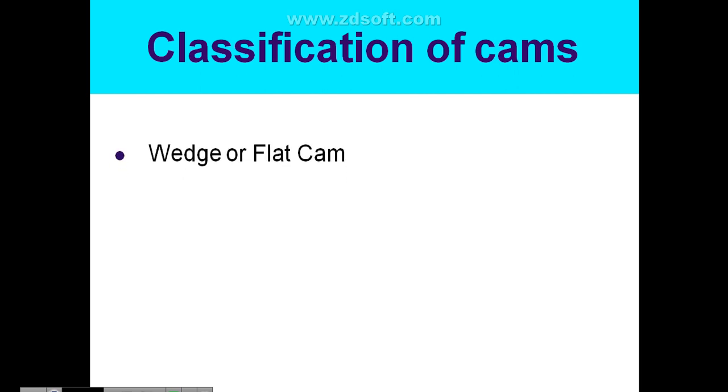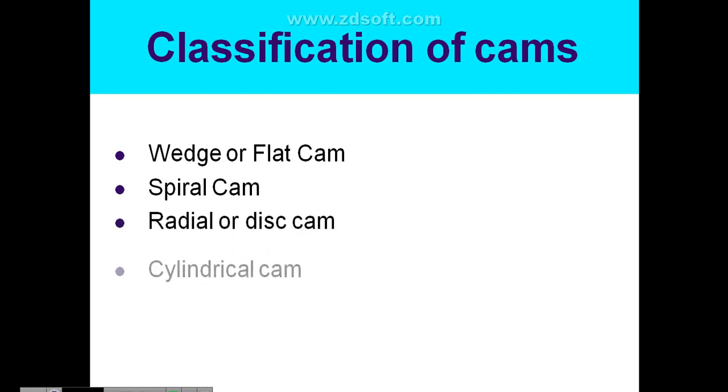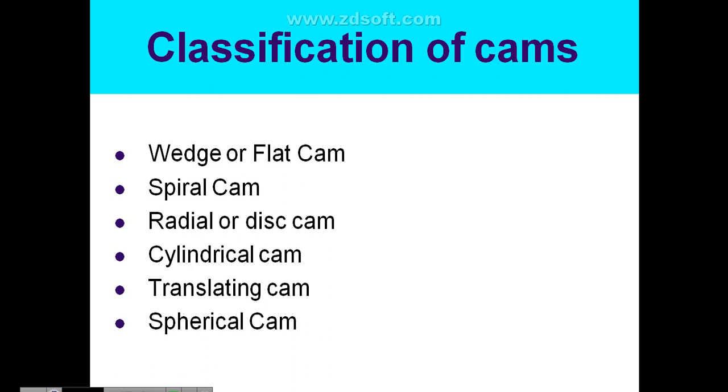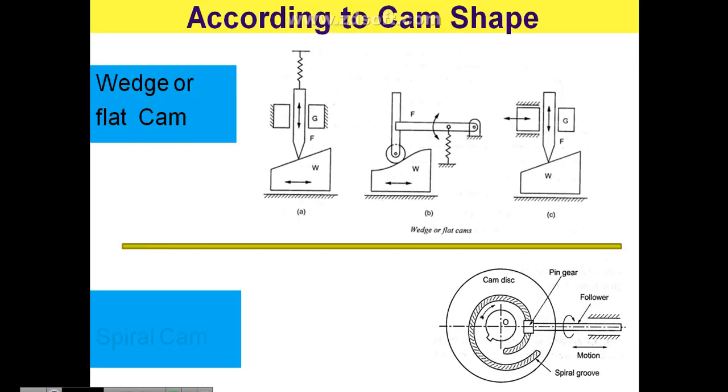Then the classification of cams. First one is wedge or flat cam. Then the second one is spiral cam. Then radial or disc cam. Then cylindrical cam. Then translating cam and spherical cam. Finally end cam. Now coming to the shape arrangement. So these are all the pictures for the wedge or flat cams.